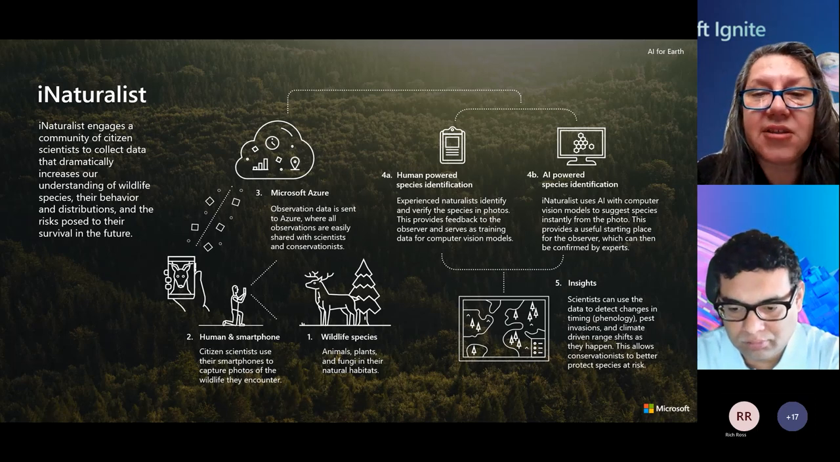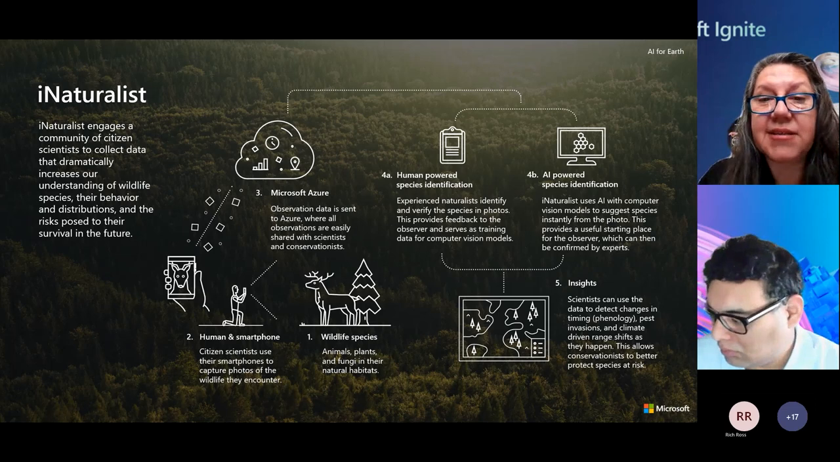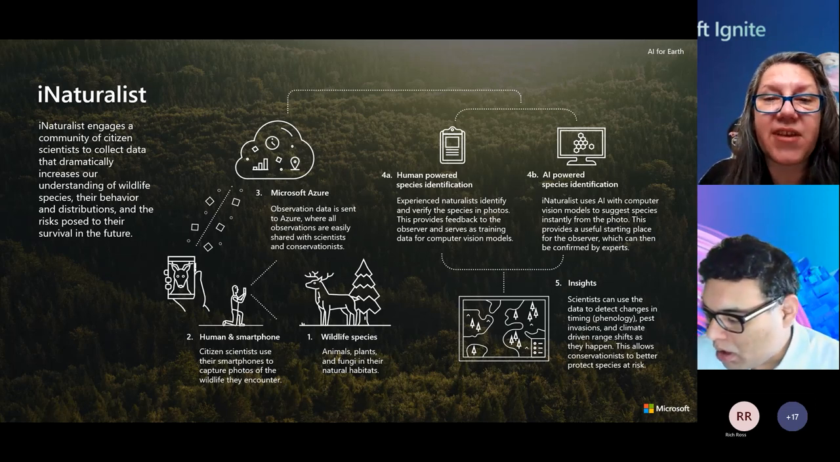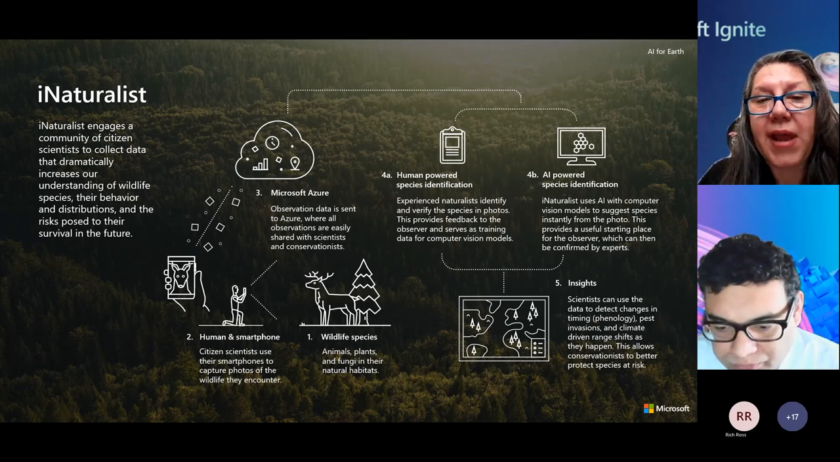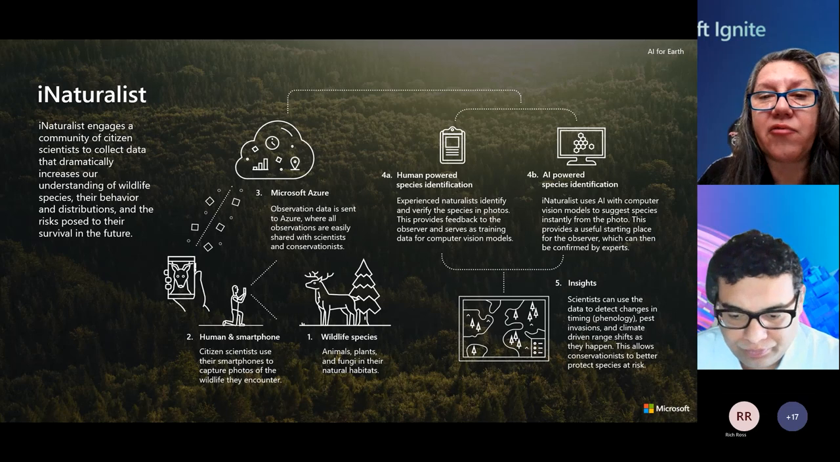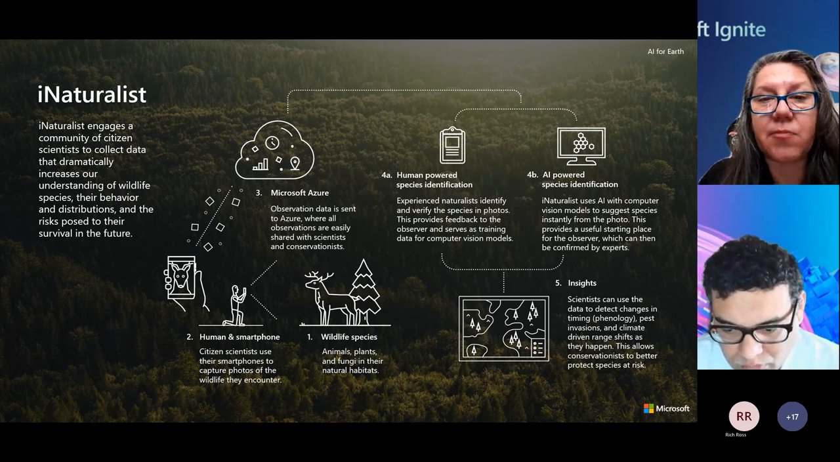So what did you see? Where were you? What were the conditions? And then those images are shared with scientists and conservationists. So it's human-powered species identification. Then what happens is they start training and feeding an algorithm to help better identify those species as they're being uploaded.